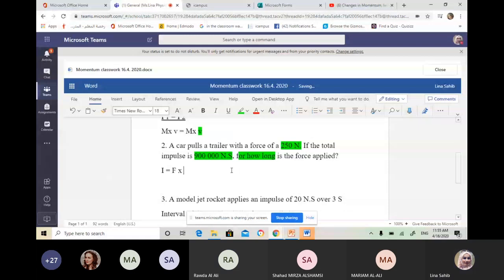Force multiply what? Time. Only replace the numbers and find the time. Don't talk to each other. Solve it by yourself. I give you the given and the formula. Only do cross multiplication to find time. Yes, we can even use it from the table, right? Yes, we can use it from the triangle. So don't stop complaining and do it. High force, high impulse. This is the T, the N. Cross multiplication or put the triangle.